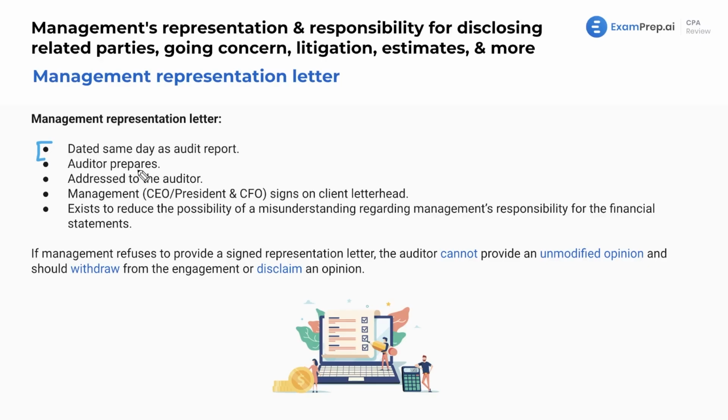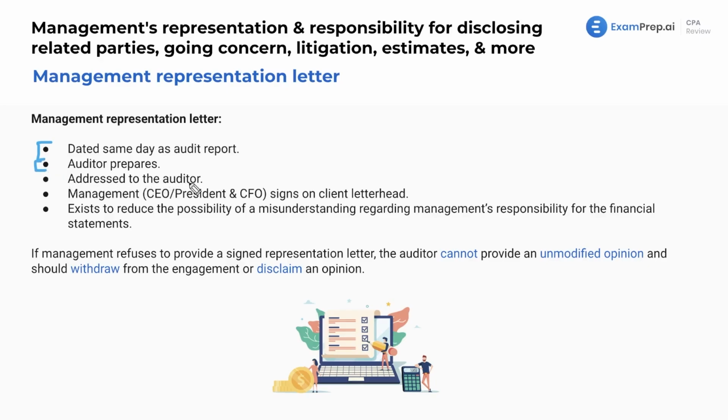The auditor prepares it. So the auditor prepares the actual letter, says management's responsible for X, for Y, and we'll talk more about that later. The auditor prepares it and management just signs it. Obviously, management should read it and read what they're signing and taking responsibility for, but the auditor actually prepares it. That could be a question asked. Don't get tricked by that. It's addressed to the auditor, so you might think it's weird.